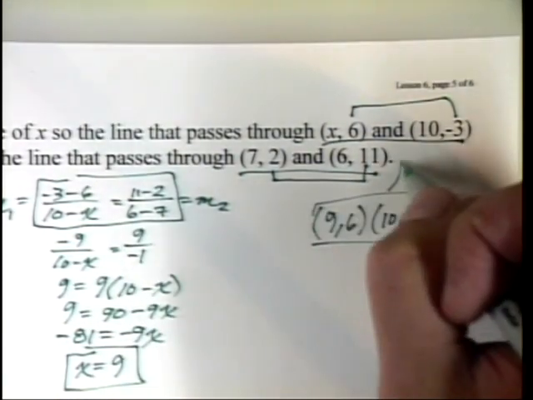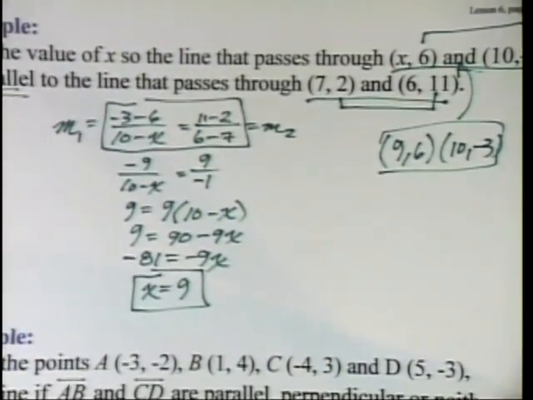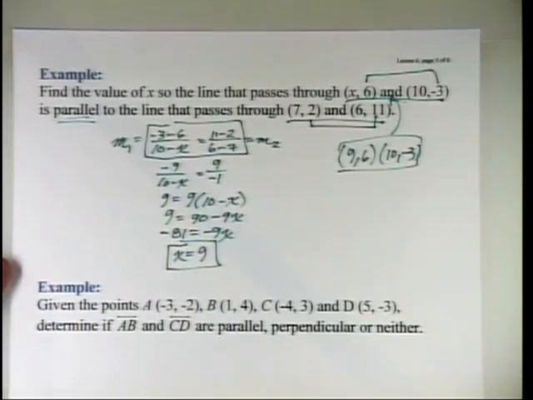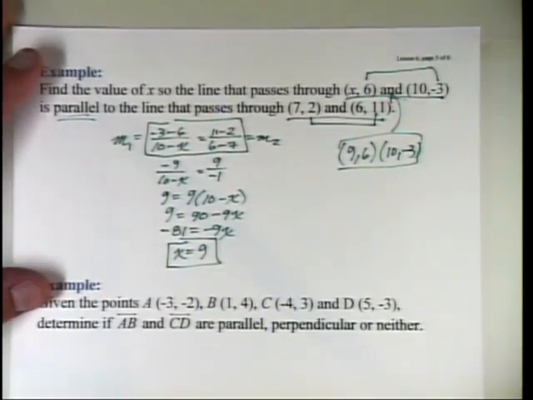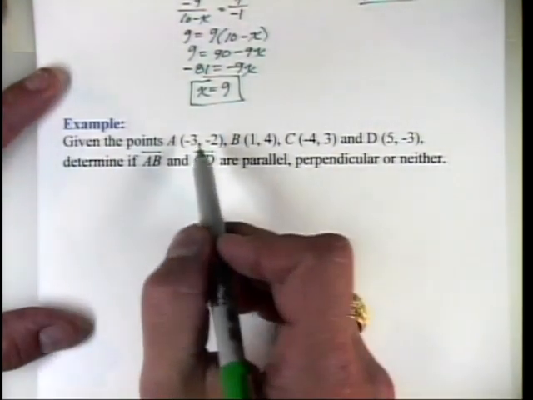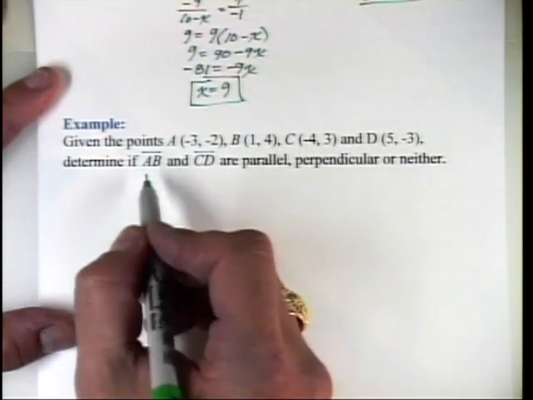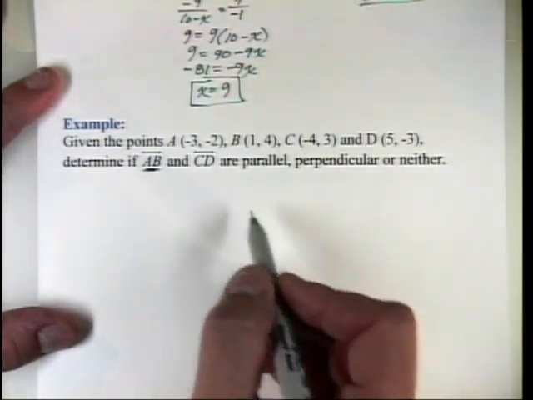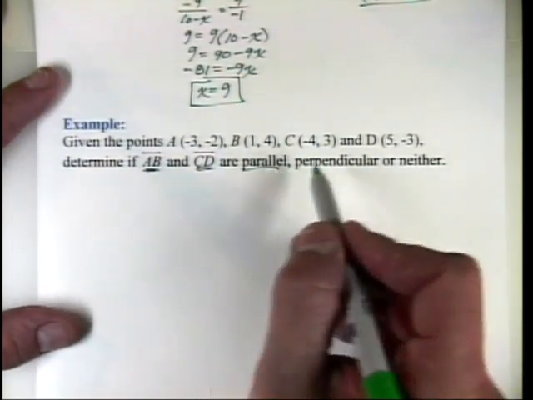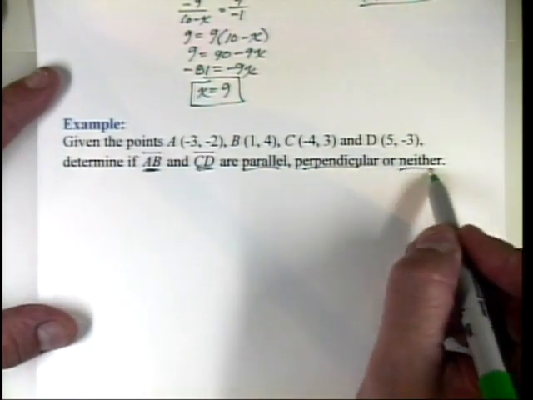Okay? Back up here. And I can be confident now from my algebra that my answer is correct and that those 2 lines are parallel. All right, one last example and get to my favorite part of the program after that. Given the points A, B, C, and D, determine if the line AB formed by those 2 points and the line CD are either parallel, perpendicular, or neither.